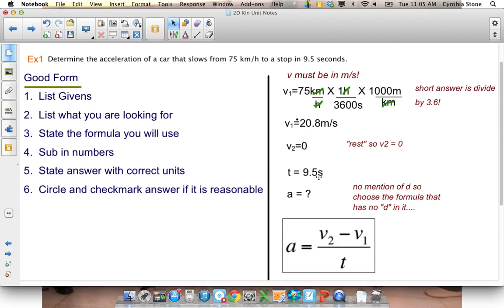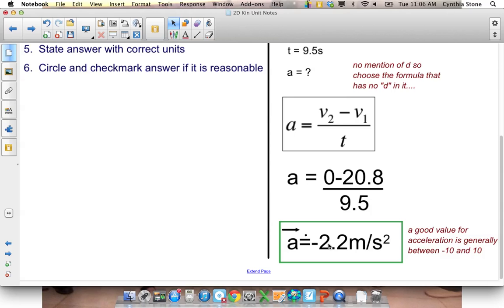It's given a time, and I'm looking for acceleration. So I just choose a formula that doesn't have a d in it, because if you look, I haven't written down anything about d here. I took everything from the problem, wrote it down, there's no d, so this is the formula I choose, and obviously it's a pretty simple thing, just substituting in and solving.